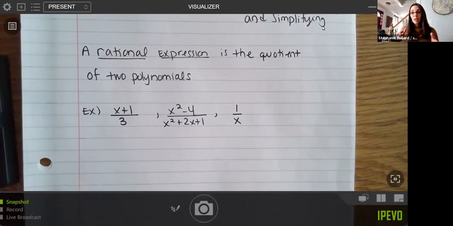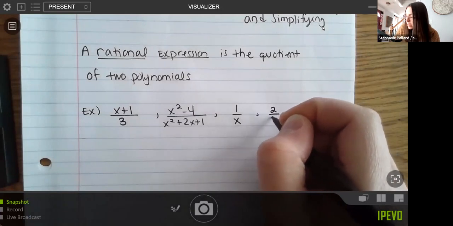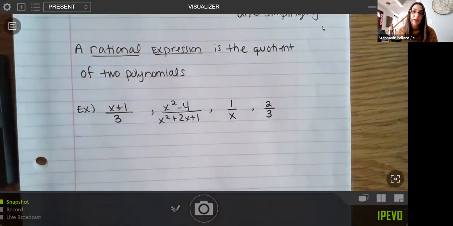So anything that kind of looks like a fraction but has polynomials in the numerator and or denominator is going to be a rational expression. Technically, even a fraction would still be a rational expression. 2 and 3, I know they're both constants, but they do still fall under the definition of polynomial. So you can even count something like this. But typically in this section, again, we're not going to just focus on the basic fraction stuff. We're going to really focus on things that have x's in your numerator and denominator.